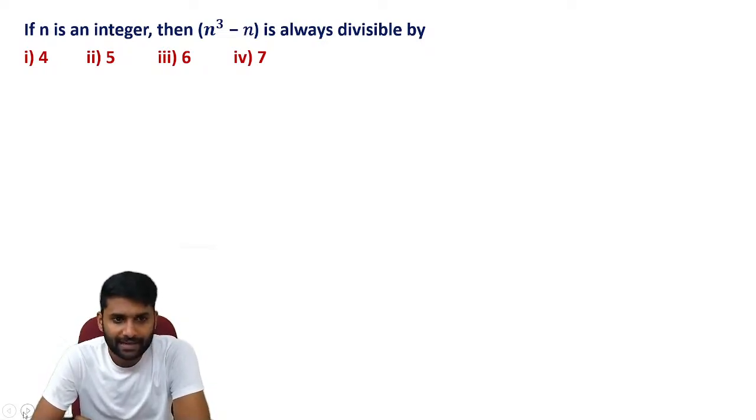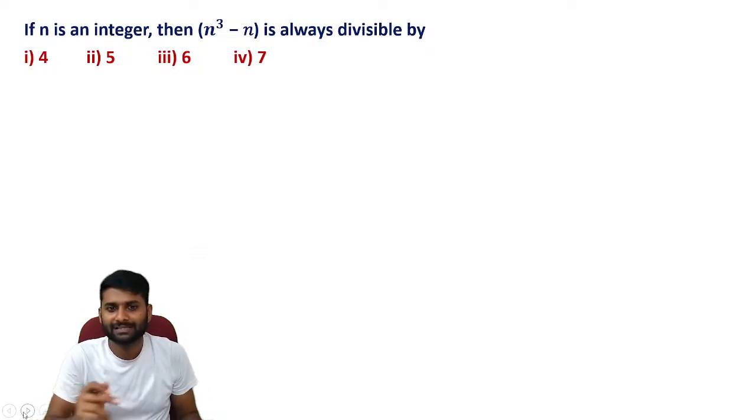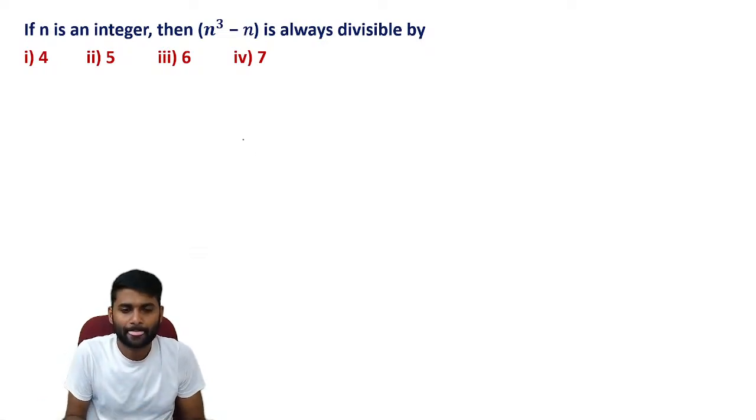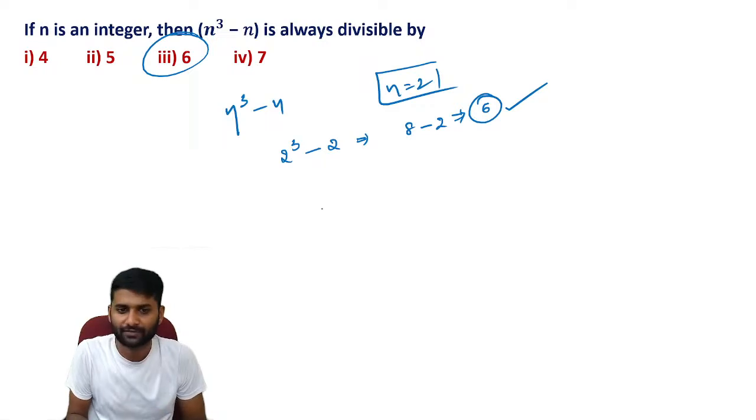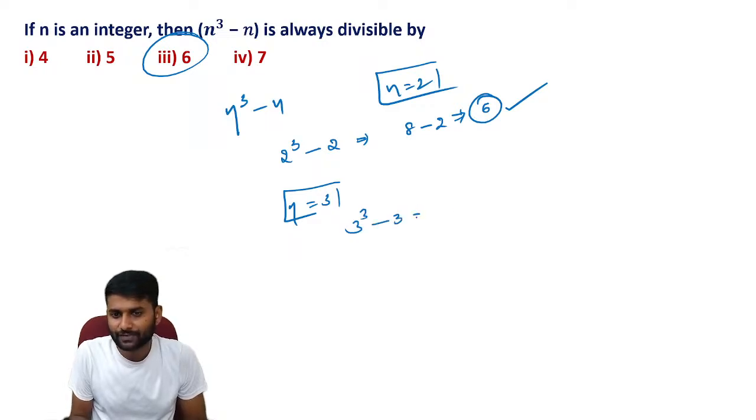Now see, if n is an integer, n cube minus n is always divisible by? Let's see this information. Let us take n equal to 2. 2 cube minus 2 is 8 minus 2, which is equal to 6. It is divisible by 6. Let's go through one more substitution. Here n is equal to 3. Now 3 cube minus 3. 3 cube is 27, and 27 minus 3 is equal to 24.